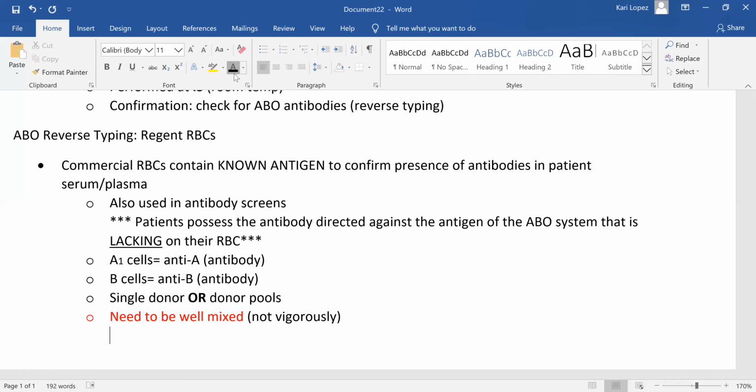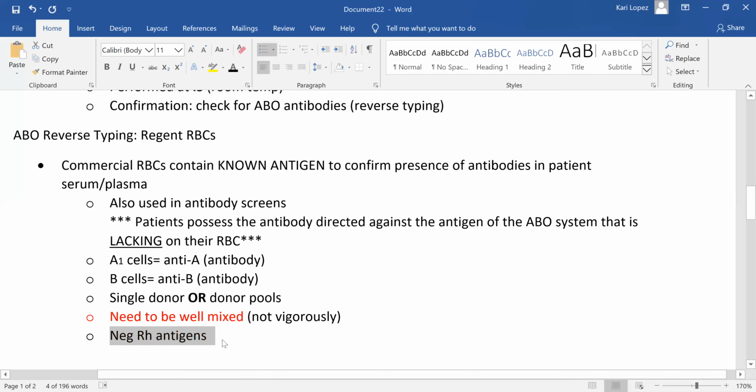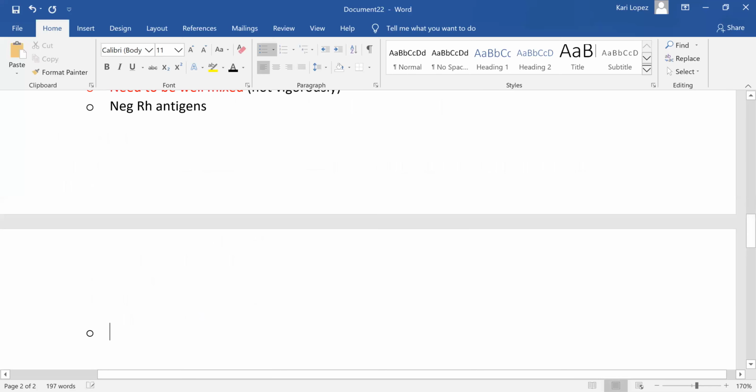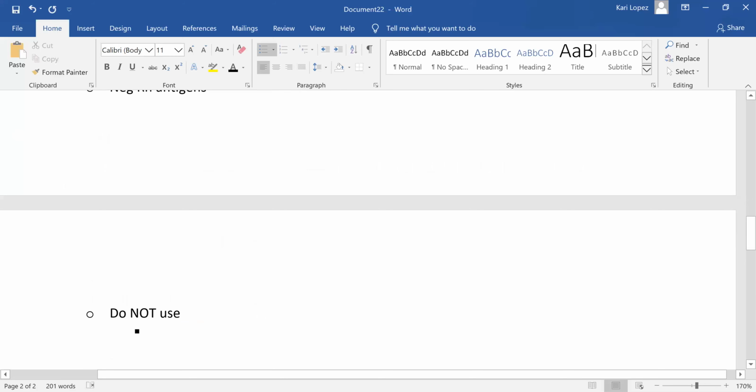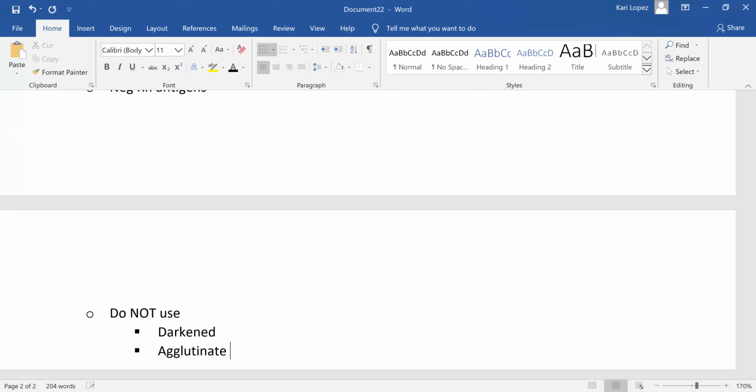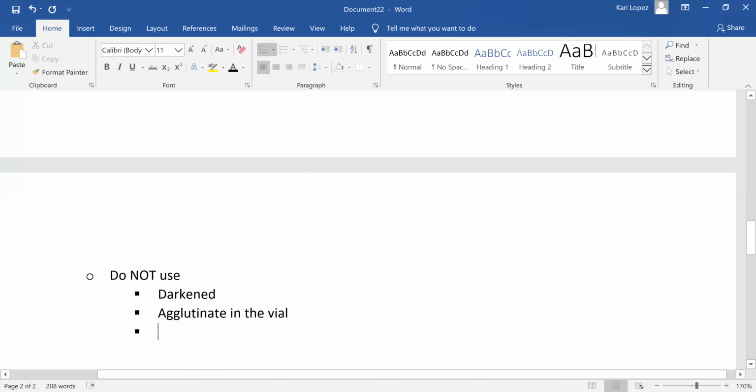They are negative for Rh antigens, for all Rh antigens. And you are not to use them if they have darkened. They should be the same pretty reddish color that they normally are. Do not use them if they agglutinate in the vial, or if they show hemolysis. Hemolysis is considered a positive, so you'd want that to be an actual testing reaction and not due to an issue with the reagents.